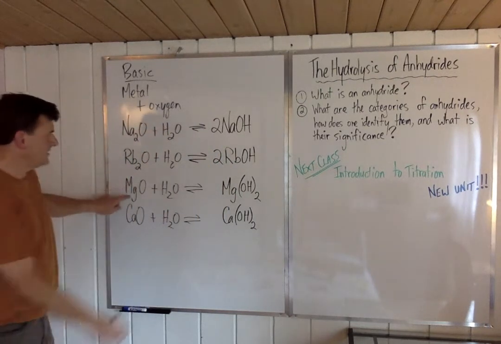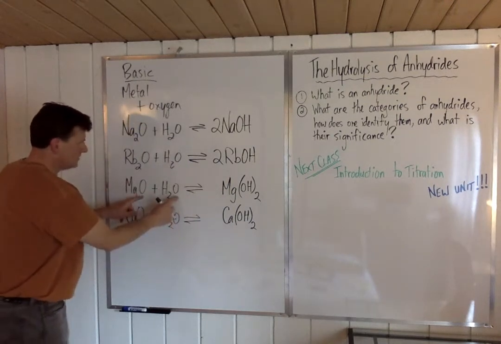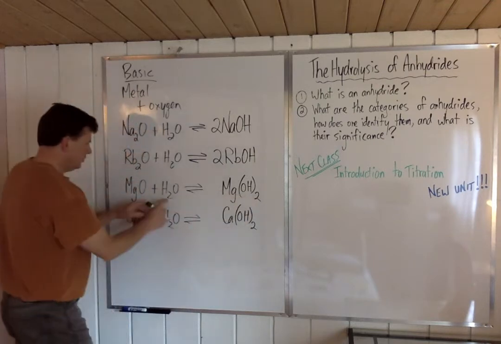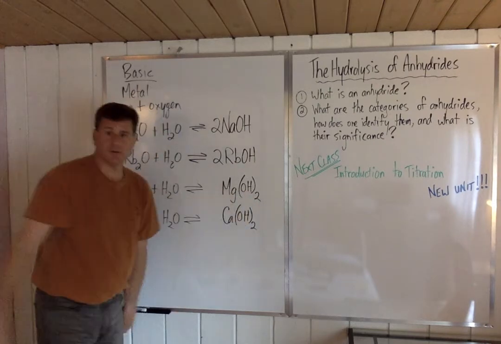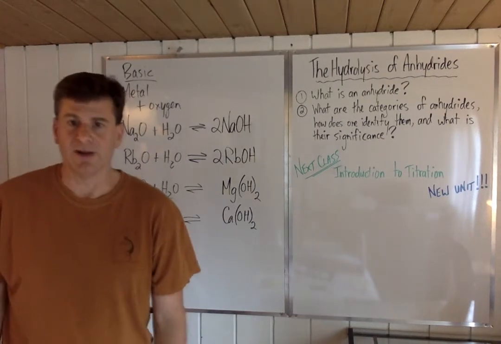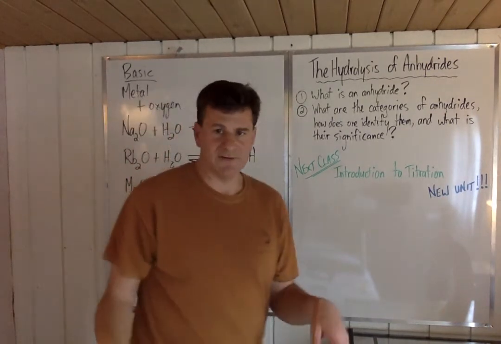This guy, 1 magnesium, 1 magnesium. 2 oxygens. Well, that times 2 gives you 2. 2 hydrogens. Well, that times 2 is 2. That guy's balanced. And so is the calcium hydroxide one. So the actual balancing of it is fairly straightforward.